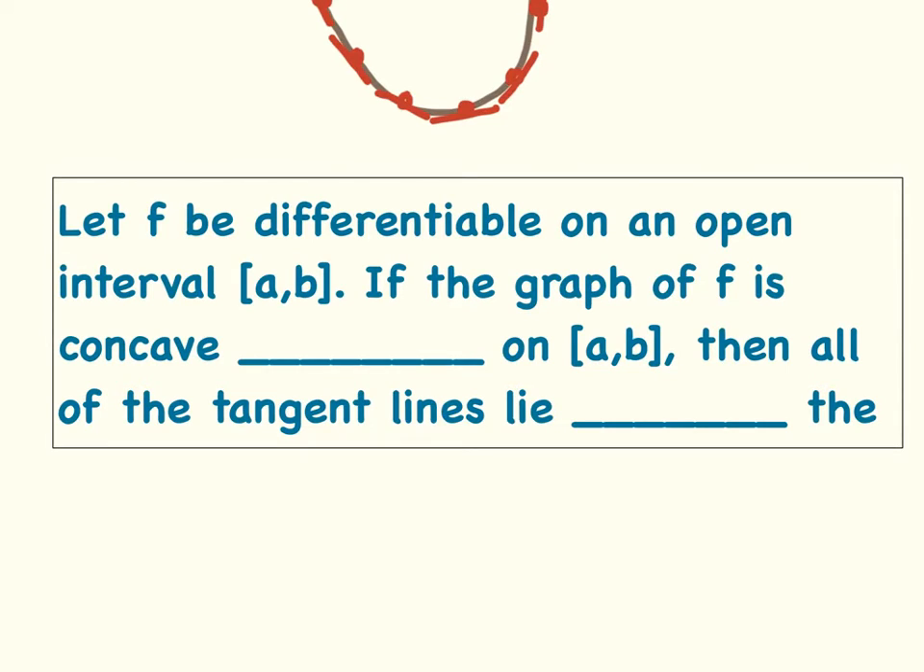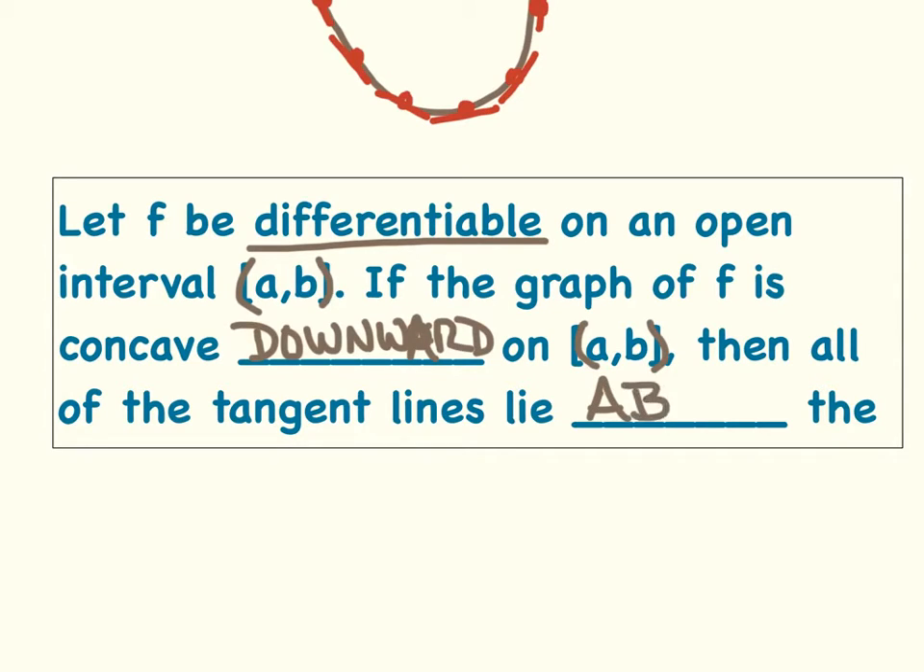Again, we could say f is some differentiable function over the open interval from a to b, and if the graph of f is concave downward, then on the open interval, try to visualize where all of your tangent lines are going to lie. In this case, they're going to lie above the curve. If we try to draw that picture, here's something that's concave down. You pick any point here, here, here, here, and we're above, above, and above.